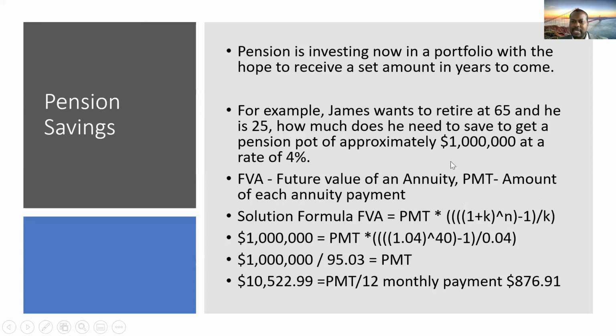Now, let's look at this particular example. The key things we need to take into account are 4% and the amount of years. It says 65 and it's 25, so therefore we know that that's 40 years. So let's look at a new share screen.